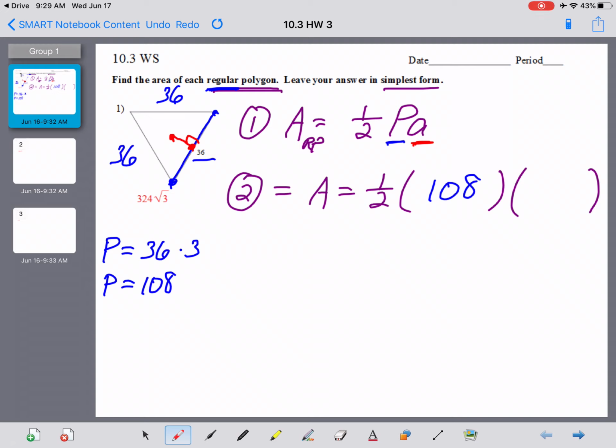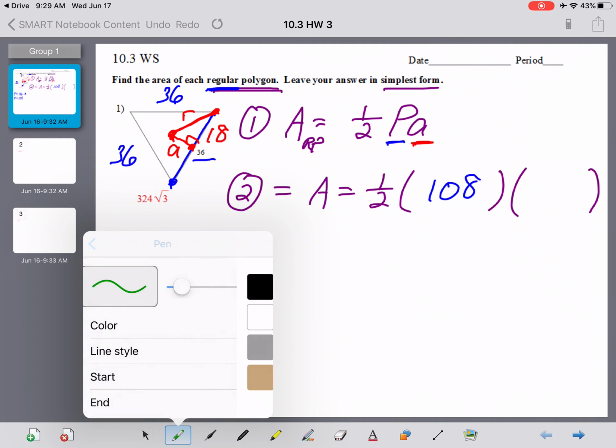So if the whole triangle had a side length of 36, this piece right here is going to have a length of 18. That little piece that you drew there is a, that's your apothem, and this piece here in red, which went from the center to one of the vertices of the polygon, that's r. That's what we call your radius. Now, if you saw this in the video, great. If not, here's how we figure this out.